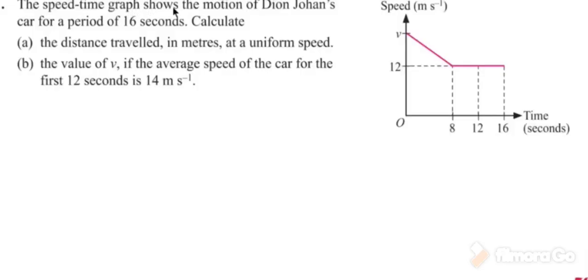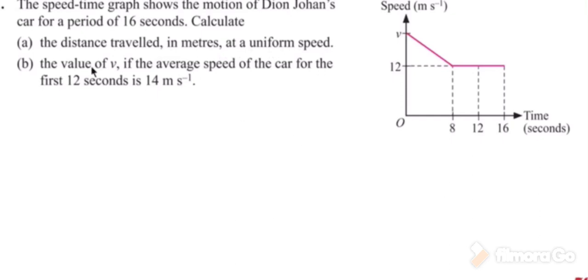Let's discuss this question. The speed time graph shows the motion of Dion Johan's car for a period of 16 seconds. Calculate, for A, the distance traveled in meters at a uniform speed. For uniform speed, let's use a pen of another color to highlight which part is uniform speed.